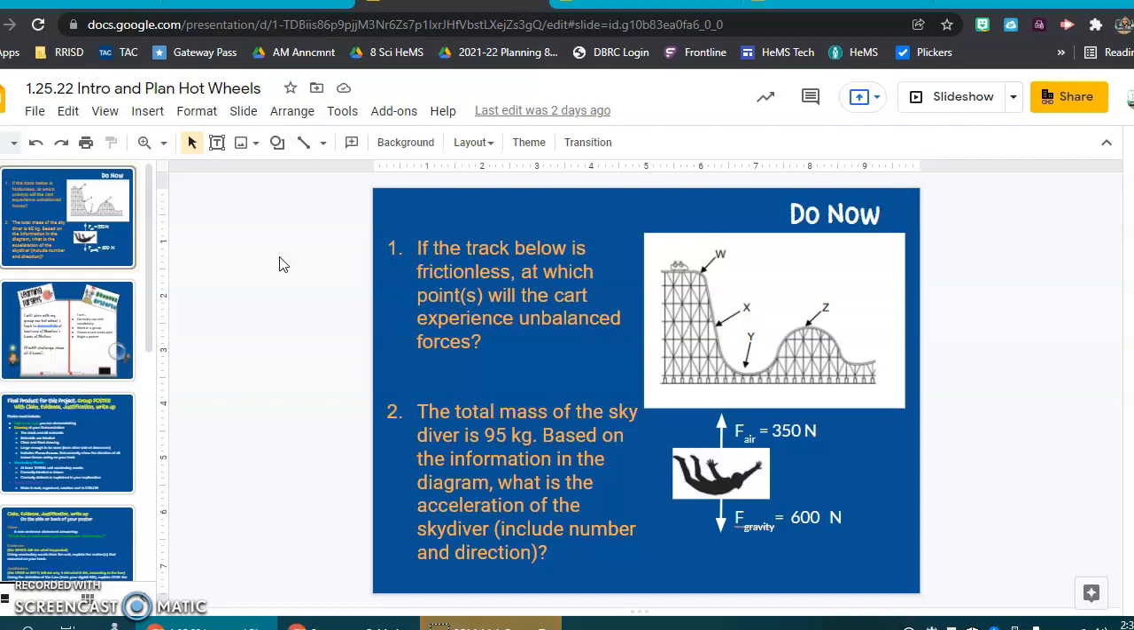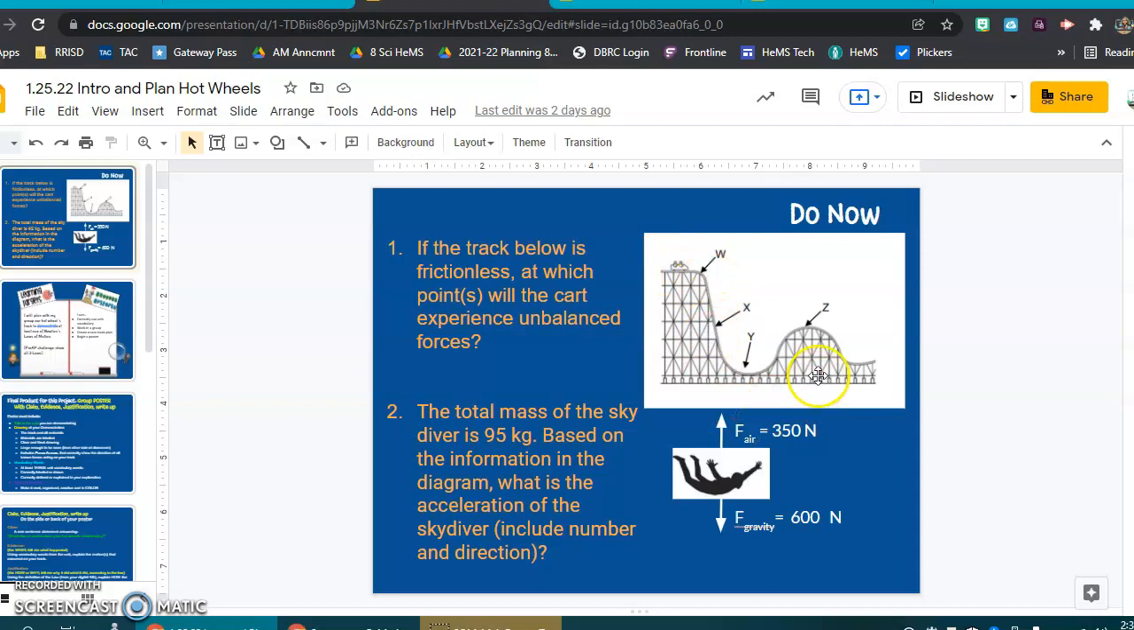this is the do now. If the track below is frictionless, at what point will the cart experience unbalanced forces? So I want you to take a look at this, think about it, and as I read the next one, I'll come back to it. The total mass of the skydiver is 95 kilograms. Based on the information in the diagram, what is the acceleration of the skydiver? Include number and direction.